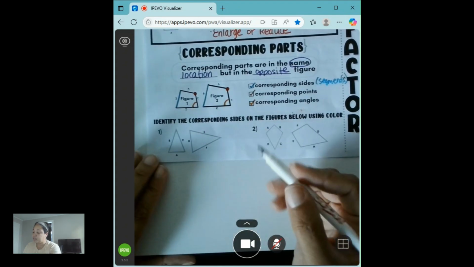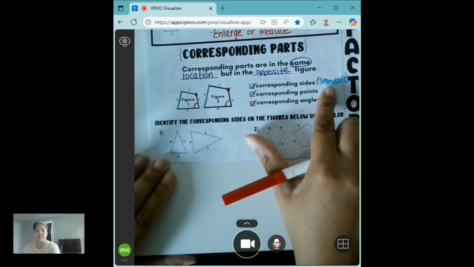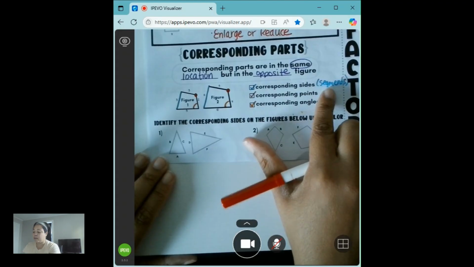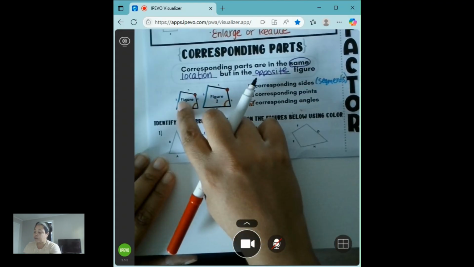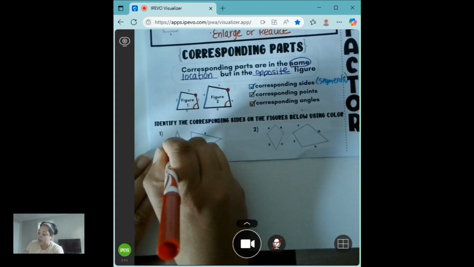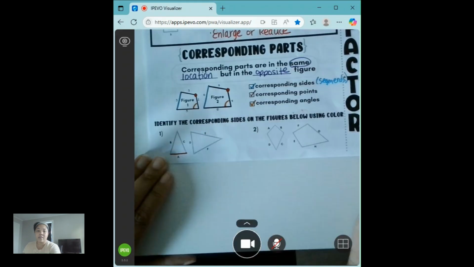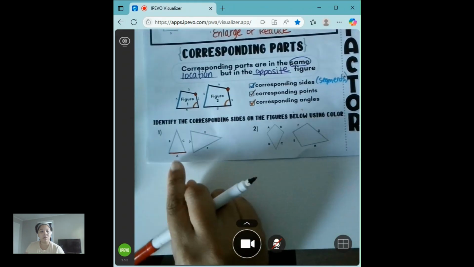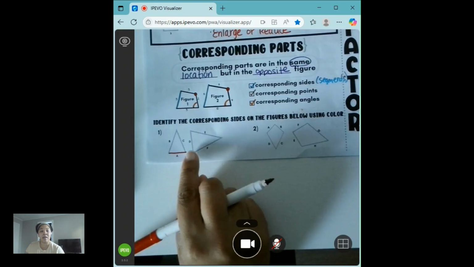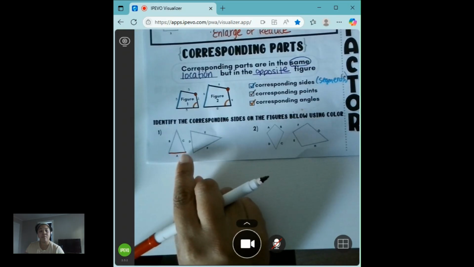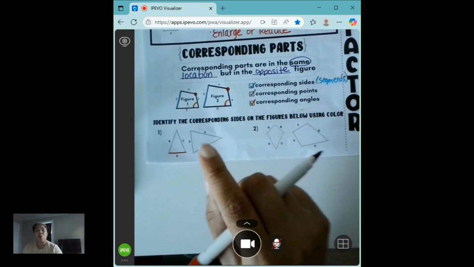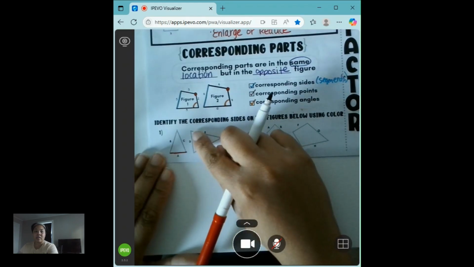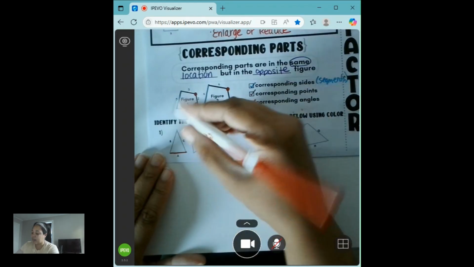So corresponding sides. Well, corresponding sides could be your leg segments, okay? It could be your leg segments. So for instance, I'm going to say your line segment A corresponds with line segment D. And here's why I say it like that.